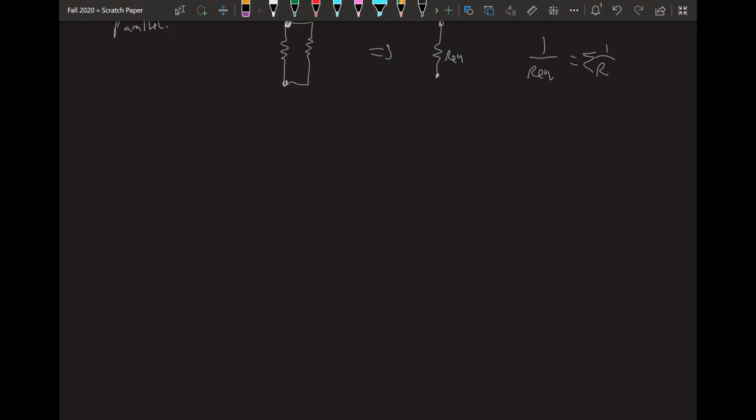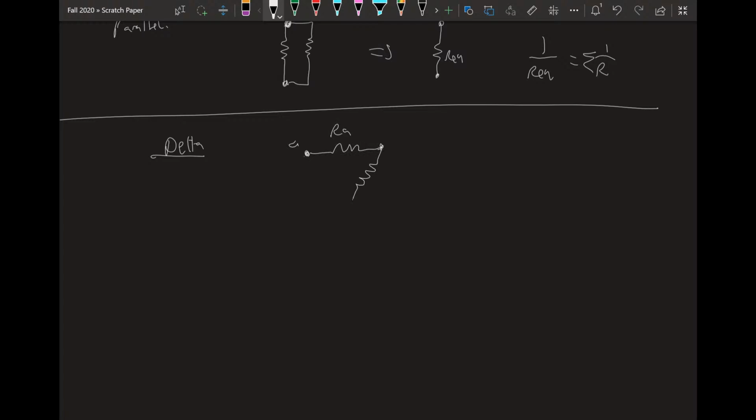Most of the ENA teachers tend to skip it. So this is a fancy circuit configuration which has a unique way of converting. A delta circuit looks like this. You have nodes A, B, C, with some resistances RA, RB, and RC. So this is called the delta circuit.